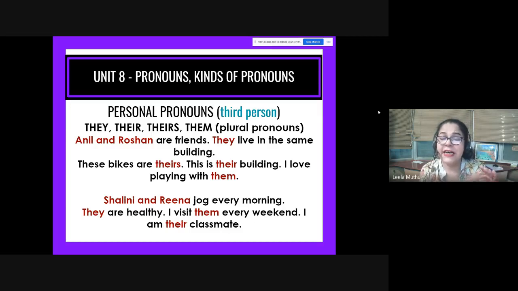Here, even if I say Anil and Priya live in the same building, they are friends, we will refer to them as they. All these personal pronouns of the third person plural do not have anything to do with gender. So they live in the same building. These bikes are theirs. This is their building. I love playing with them. So you see the pronouns which are being used: they, theirs, their, and them. All right, even themselves, ourselves, our, sorry, not our, what am I saying? Themselves, them, okay? All these refer to the personal pronouns of the third person.